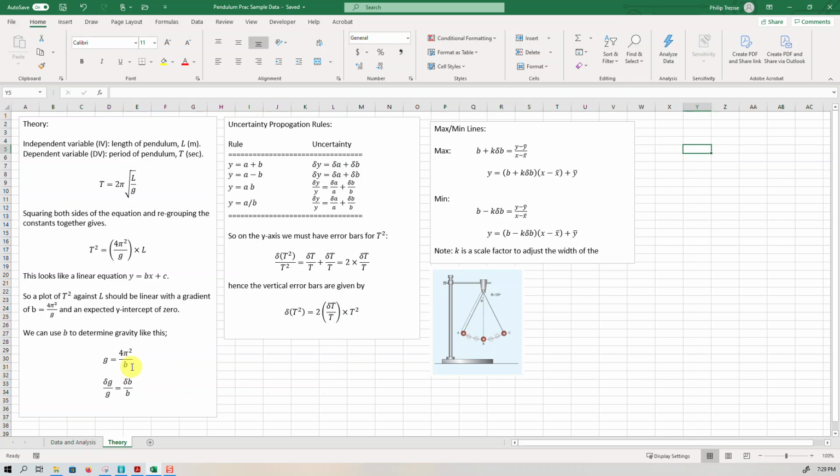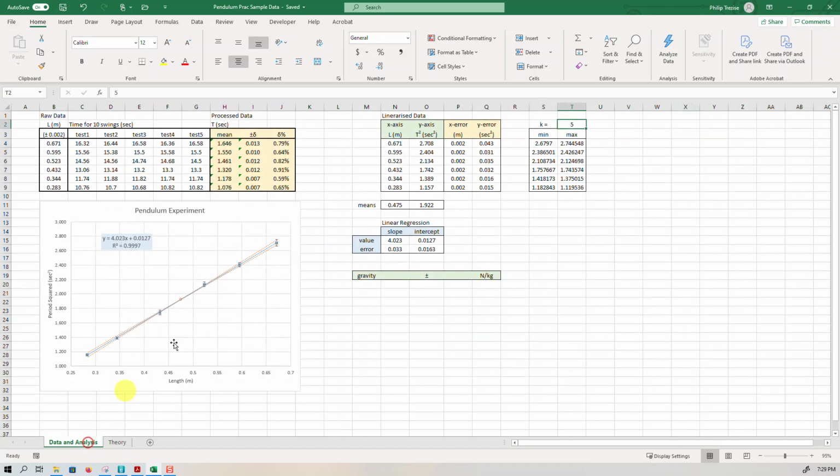We can use the gradient of our trend line to get an experimental determination for gravity, 4 pi squared over gradient. Let's do that. Now, before I do, I'm just going to make a note that this is an experimental value of gravity. And here's my formula. 4 times. Now in Excel, we access the value of pi by typing pi and putting a pair of brackets, and I had to square that because it was 4 times pi squared, divided by the gradient is that number there.